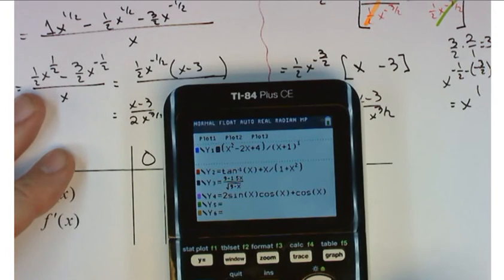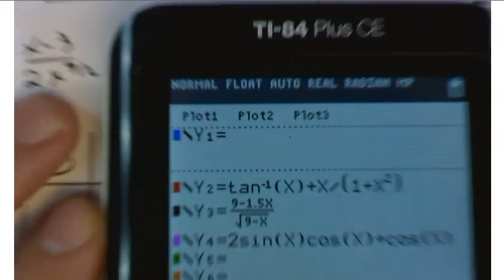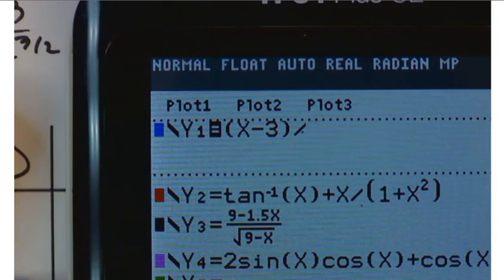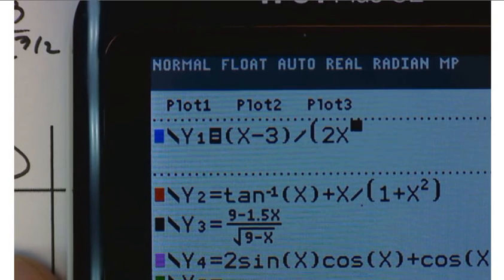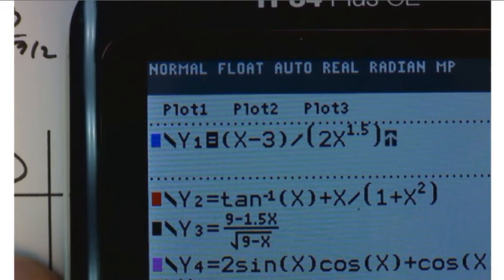So let's just clear out this top function here and put in our derivative. So it's x minus 3 divided by parentheses 2x raised to the 3/2. Let's be easy about this. 3/2 is 1.5. Exit the exponent with a right arrow like that. And let's go do our table.